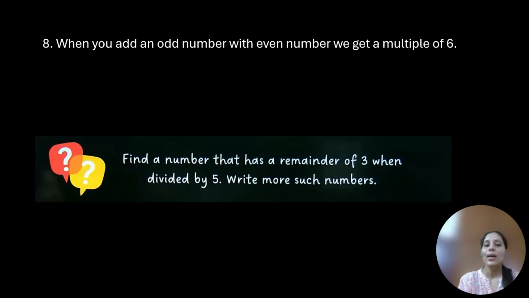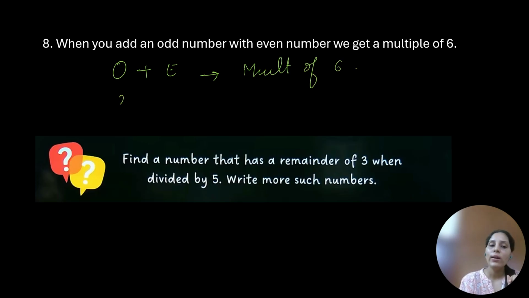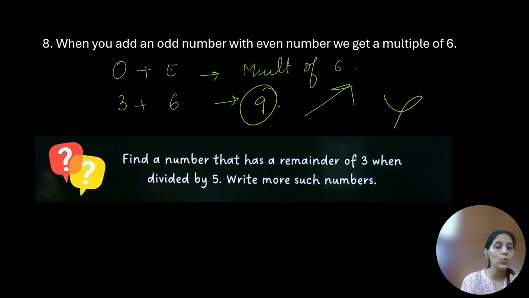Next, last one. When you add an odd number with an even number, we get a multiple of 6. Is it true? Let us take any random. Odd number is 3, even number is 6. We get 9. Is 9 a multiple of 6? No, it is false. It is never true. All right.